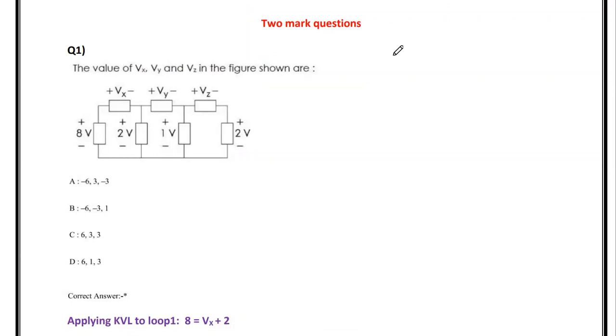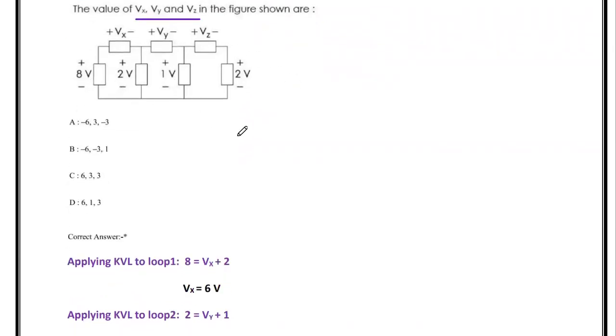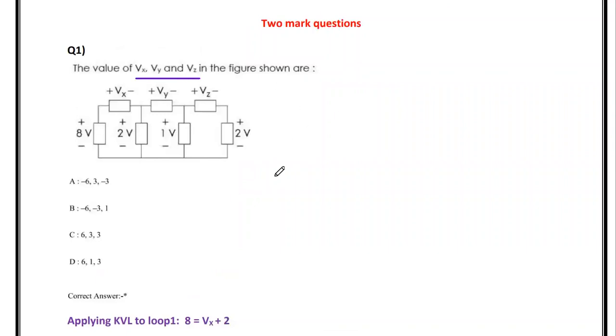asked in the 2021 paper. So you see the first question: find the values of Vx, Vy, Vz as shown in the figure. This is the circuit given, with some resistance values. The voltage across this one is 8 volt, the voltages across these components are Vx, Vy, Vz, and the voltages across the other components are 2 volt, 1 volt, 2 volt. So we have to find out Vx, Vy and Vz. Simply, we will solve using KVL.